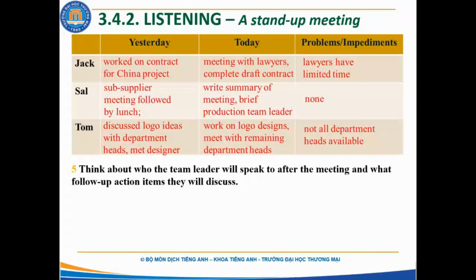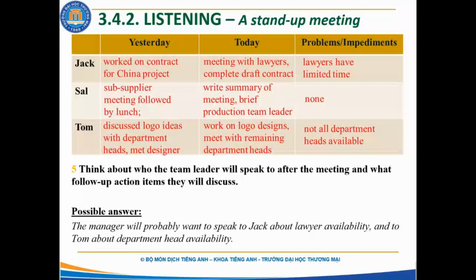Have you finished? Here is an example answer. I think that the manager will probably want to speak to Jack about lawyers' availability and to Tom about the department head availability.